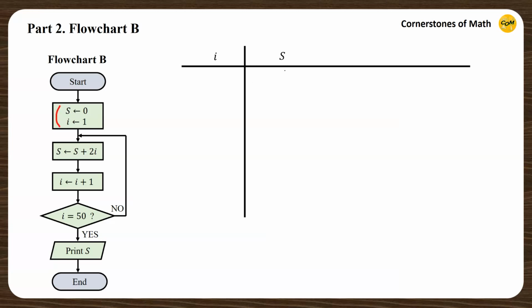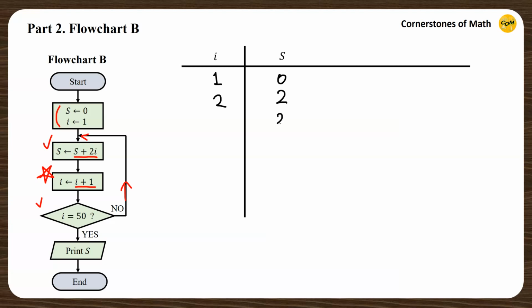S and I are given initial values 0 and 1 respectively, and S is changed to S plus 2i, which means S becomes 2. However, the difference occurs from here, because in this flowchart, the value of the loop counter I is increased by 1 before reaching the checkpoint that checks whether I is 50 or not. So I is increased to 2, and then we go back to this process.